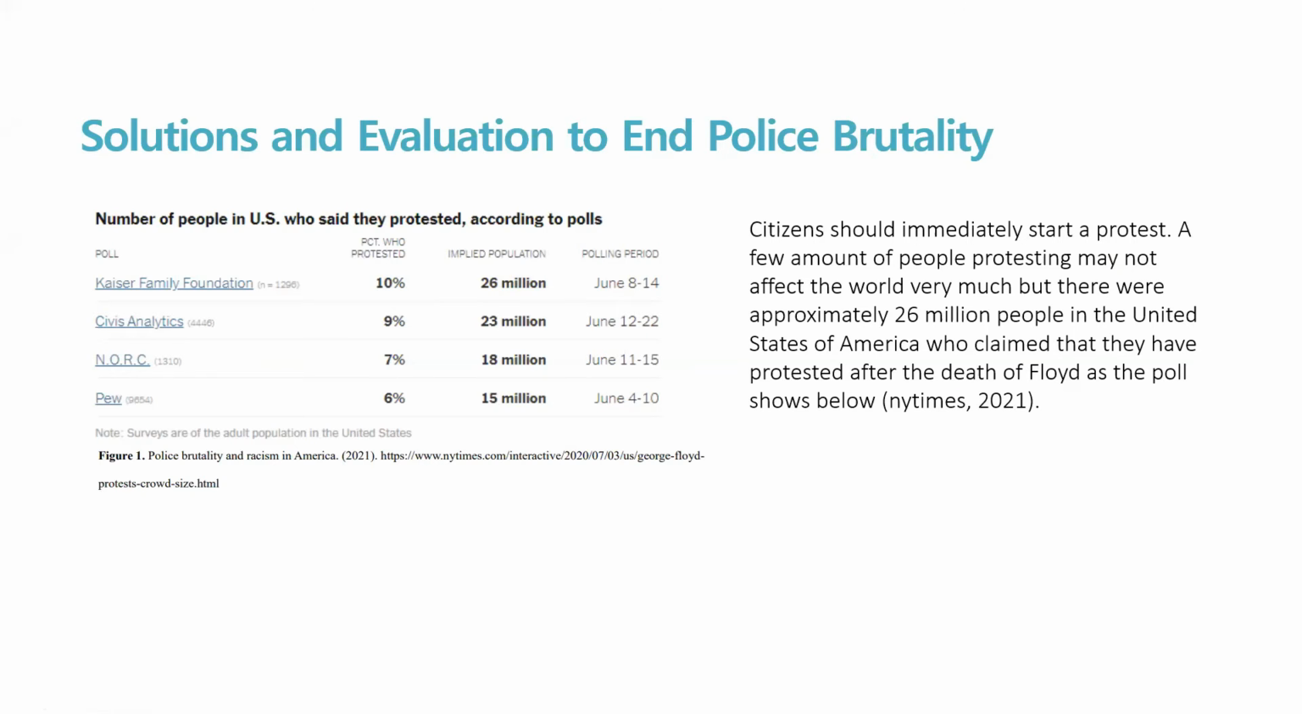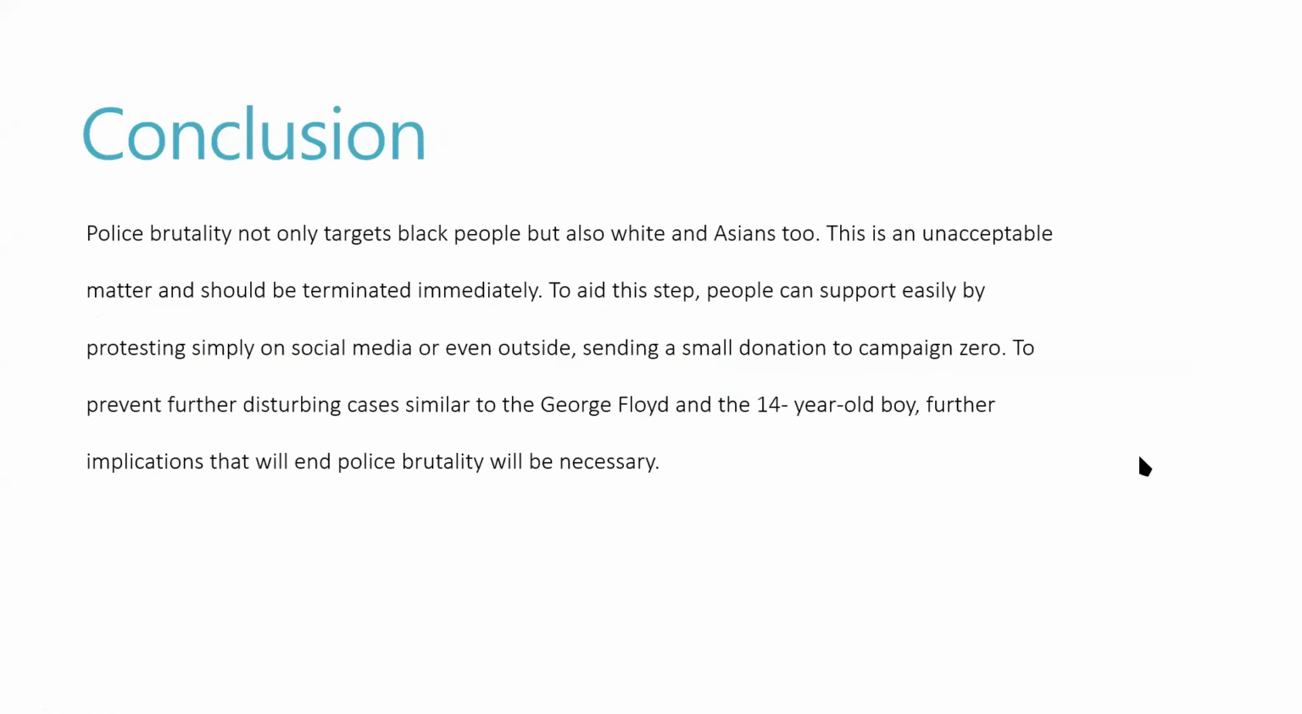A small number of people protesting may not affect the world very much, but approximately 26 million people in the United States of America claimed that they have protested after the death of Floyd, as the poll shows below. Conclusion? Police brutality not only targets Black people, but also white and Asians too. This is an unacceptable matter and should be terminated immediately.